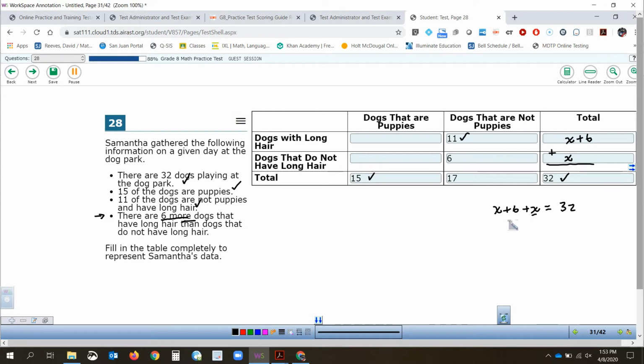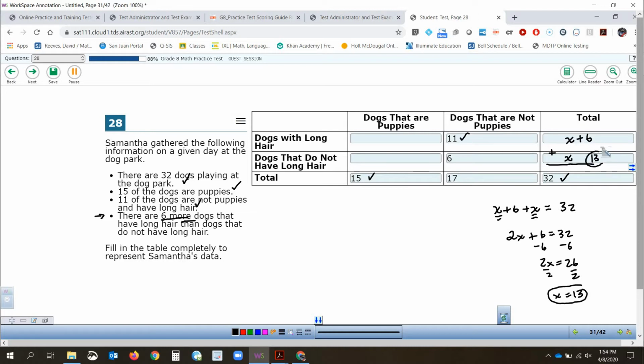Well, X and X here, those are like terms. I could put them together and I get 2X plus 6 is 32. I then subtract 6. 2X is equal to 26. I then divide by 2, and what do I get? I get X is equal to 13. So what do I know? I know that this is 13.